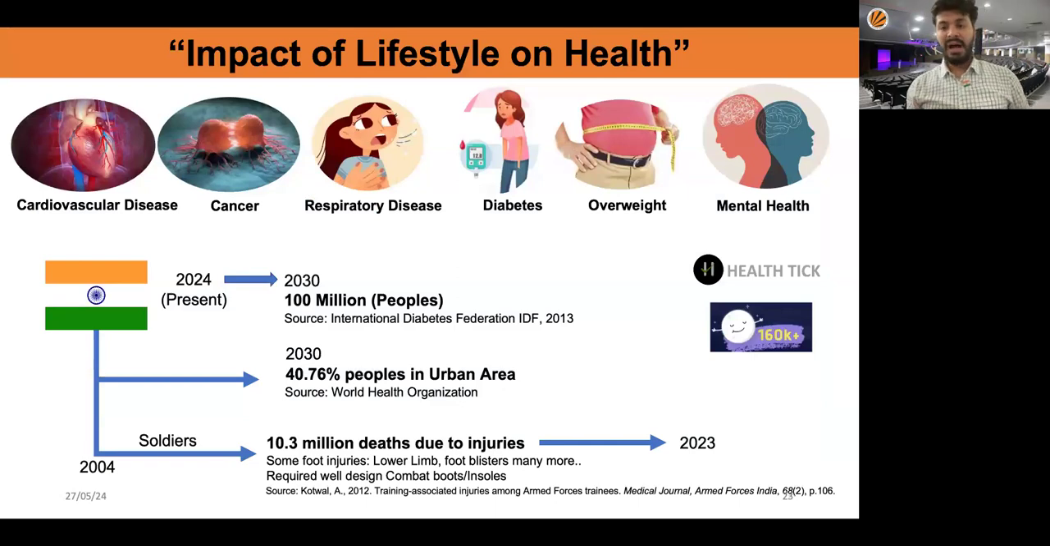So I wanted to highlight this interesting slide here: impact of lifestyle on health. Why the need of design? You can see that in the 20th century, the life of human beings is very fast. Due to that, there are a lot of issues here: cardiovascular diseases, cancer, respiratory disease, diabetes, overweight, mental health. Mental health is one of the crucial issues globally. After COVID, people are sick in terms of mental health.